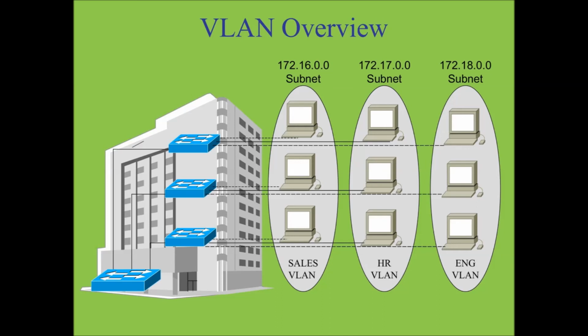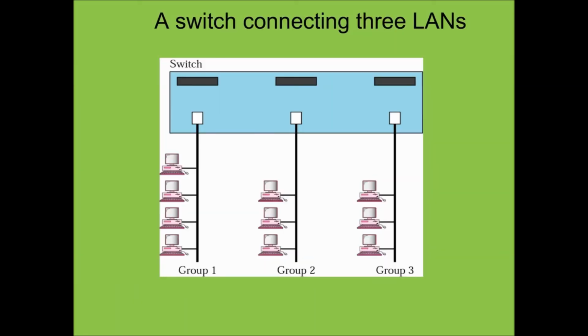So when we assign the IP addresses for engineering department, we will use the subnet 172.18.0.0, as well as when we assign the IP addresses for HR department, we will use the subnet 172.17.0.0, and when we assign the IP addresses to sales department, we will use the subnet 172.16.16.0. A switch connecting three local area networks.